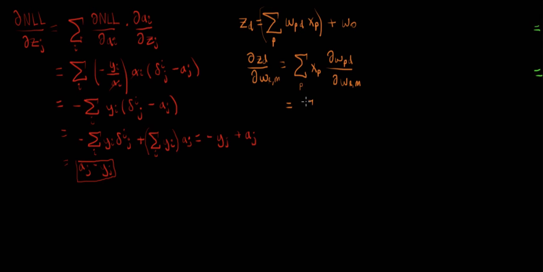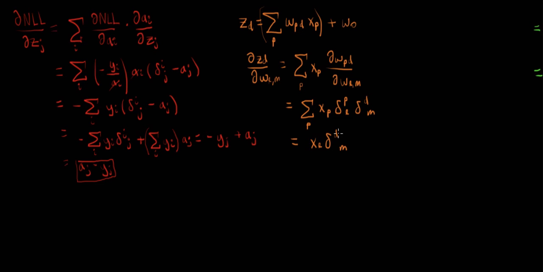So we can write this as follows: sum over P xp delta PL delta dm. Okay, and so then we can evaluate this sum over the P index, because this Kronecker delta is only non-zero when P is equal to L. So this becomes very similar to how we've done this before, XL delta dm.